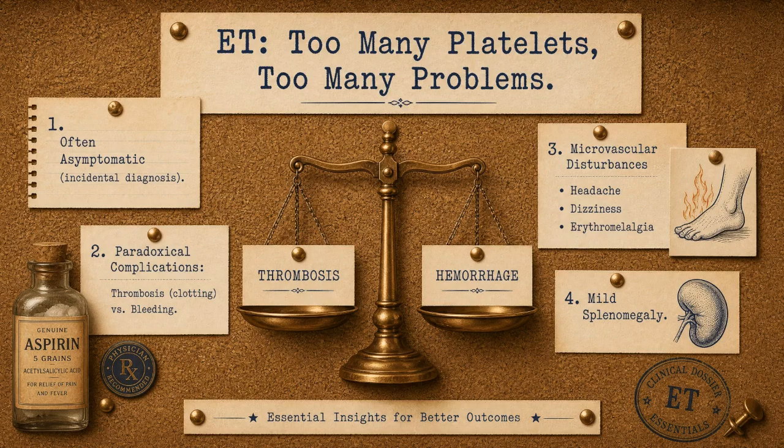This risk is due to the sheer number of platelets, which increases blood viscosity, and also due to the platelets themselves often being dysfunctional. They're not just numerous, they're often not working correctly. And here's the paradox: despite having an abundance of platelets, patients with ET can also experience bleeding complications. This is because, as I just mentioned, the platelets are often dysfunctional. They might be numerous, but they're not very good at forming a proper clot when needed.